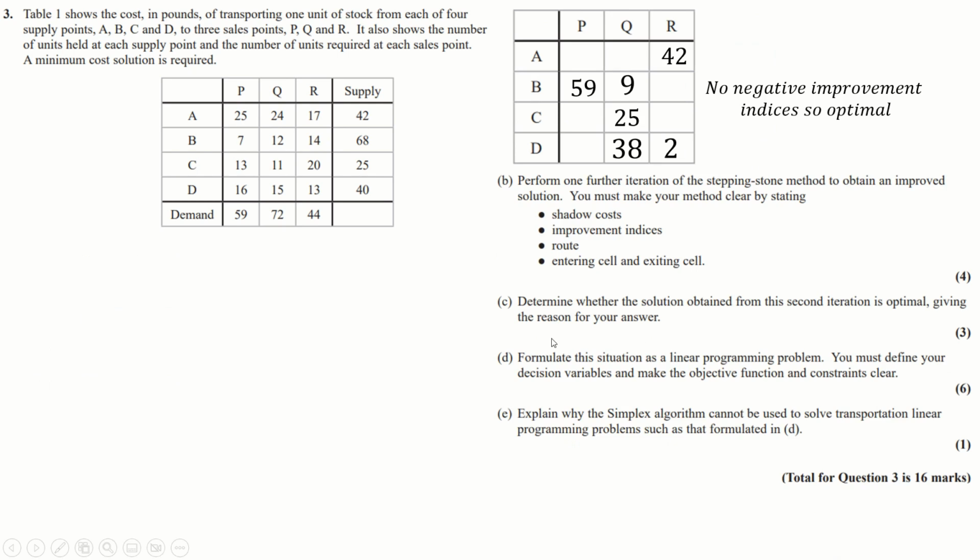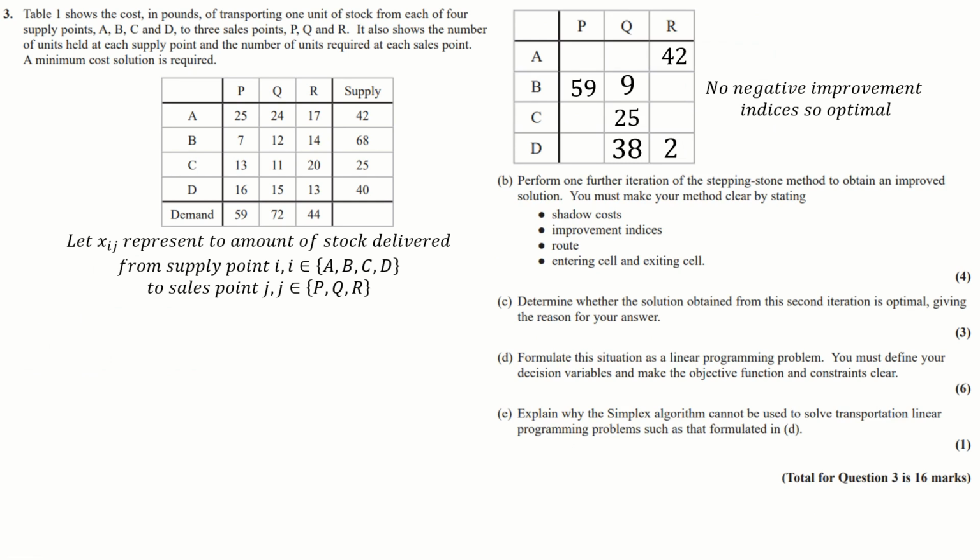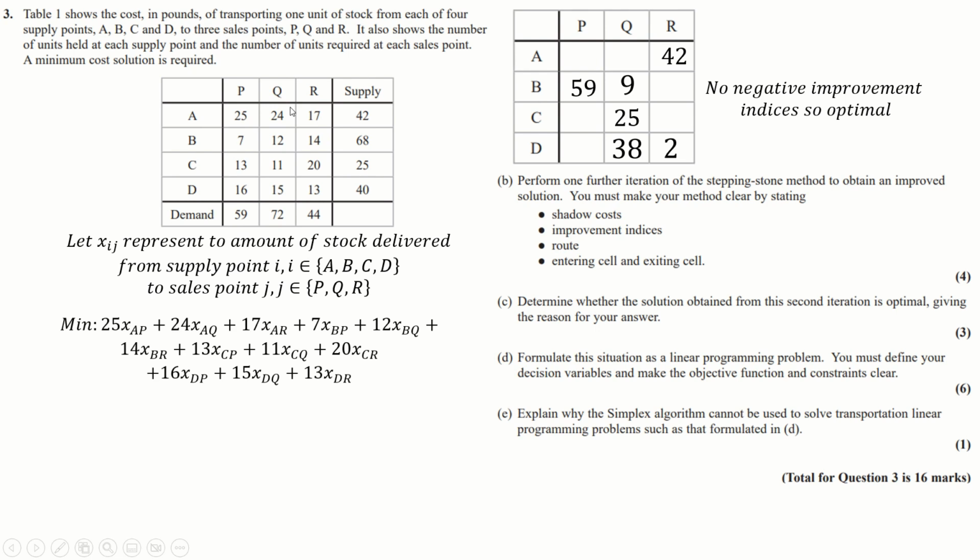Next it says formulate this as a linear programming problem. So we must define some variables. We'll start with xij, and we'll let xij represent the stock delivered from supply point i, which can take the form of A, B, C, or D, to sales point j, which can be P, Q, or R. And we're trying to minimize 25 times how much goes along this route. So we're trying to minimize 25 times xAP, plus 24 times xAQ, plus 17 times xAR, and so on. Just reading all the way through the table, we're trying to minimize all of that.